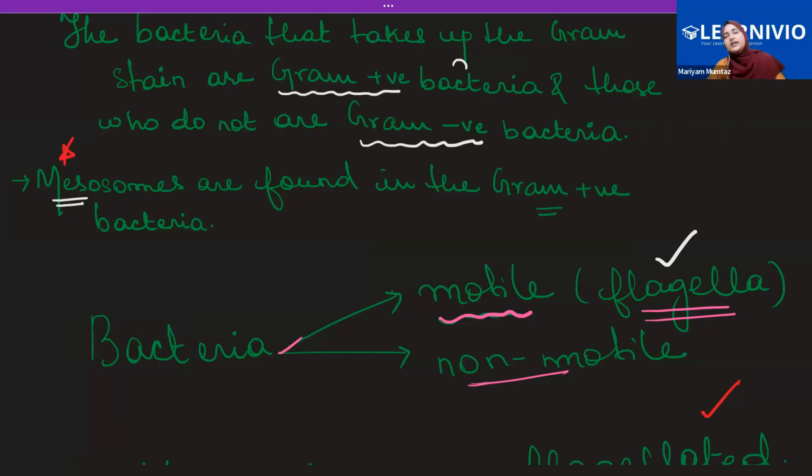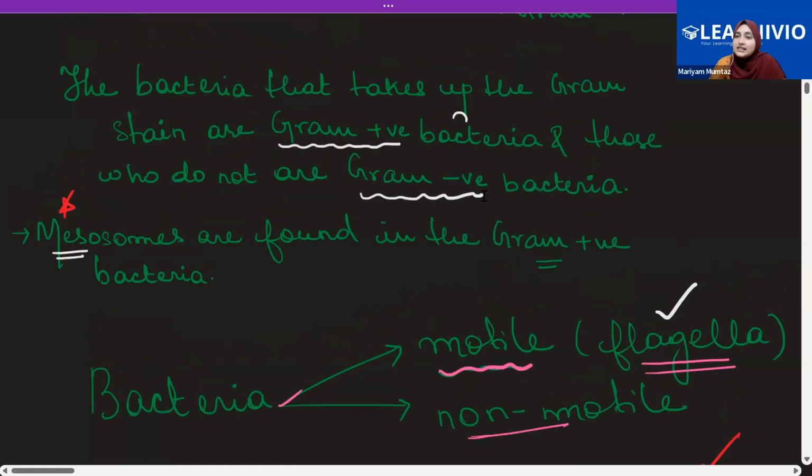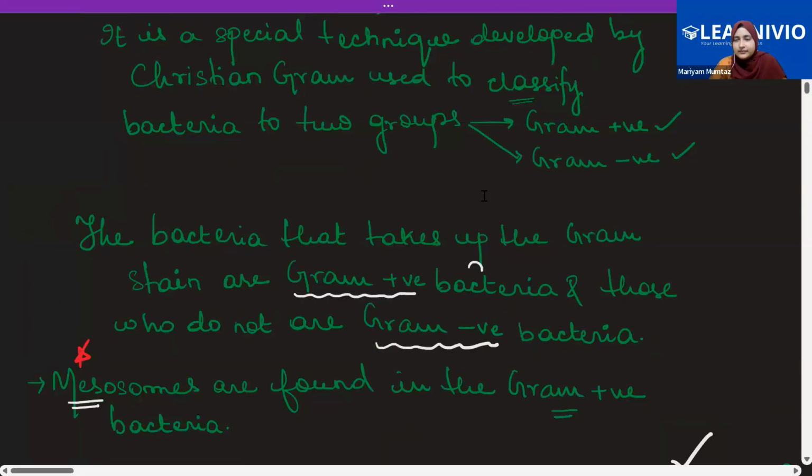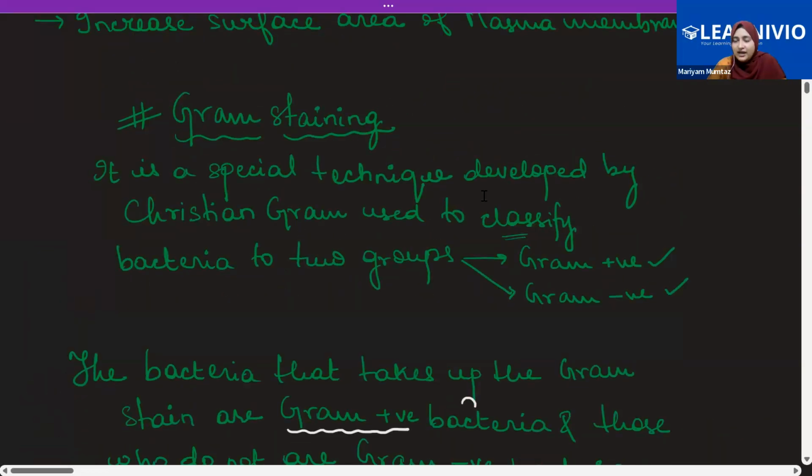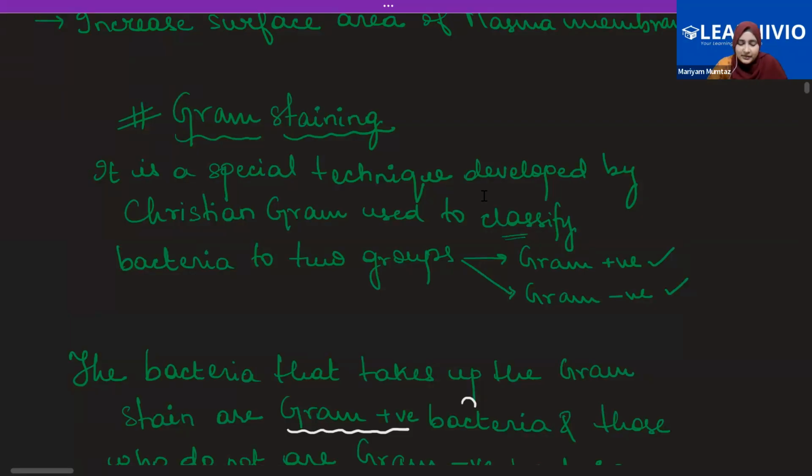Now, what is the difference between the bacteria that do take up the stain and the bacteria that do not take up the stain? See, the bacteria that take up the stain have a thicker cell wall or peptidoglycan layer. A thick peptidoglycan layer is present. Whereas the ones that do not take up the stain have a very thin peptidoglycan layer. And this gram staining is a staining technique to divide the bacteria depending upon their ability to take up the stain. Clear? And it was developed by Christian Gram so as to classify the bacteria into groups. Any doubts?